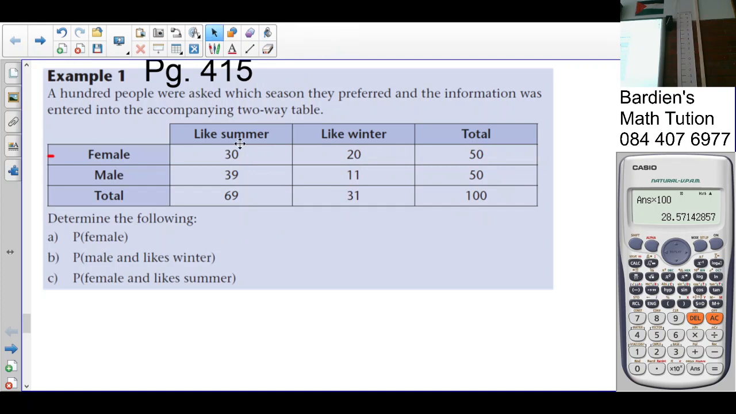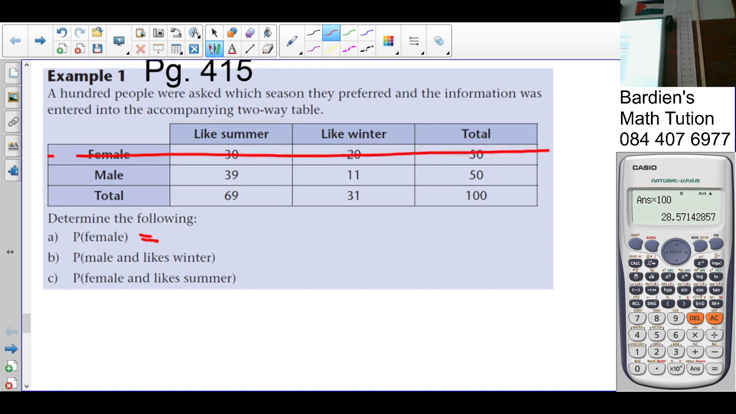The question says, determine the following. P stands for probability. Determine the probability that it's female. What's the probability that the person selected at random is female? 50 out of 100. That's your total, 100. 50 out of 100, which is? You all agree with that? Any confusion?